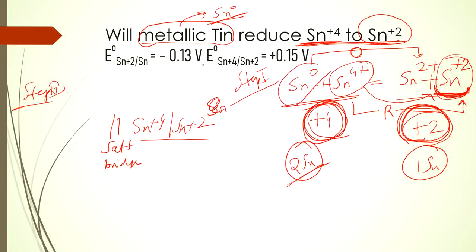That is, tin 0 is being converted to tin 2 plus. So we should write in such a way to show it as the oxidation process. So we will write it tin by tin 2 plus, not tin 2 plus by tin. So overall this step 2 has been completed.